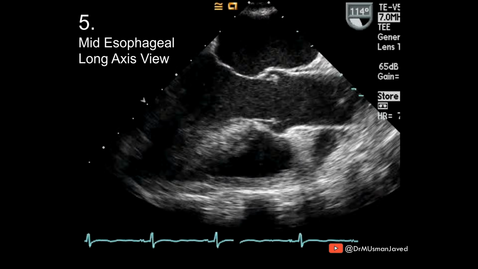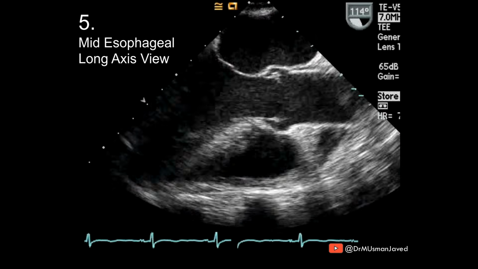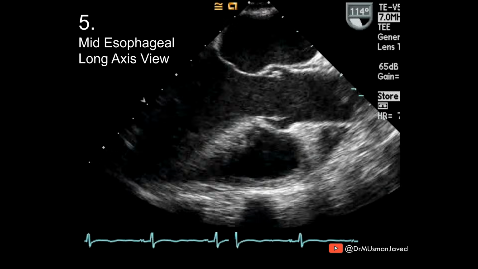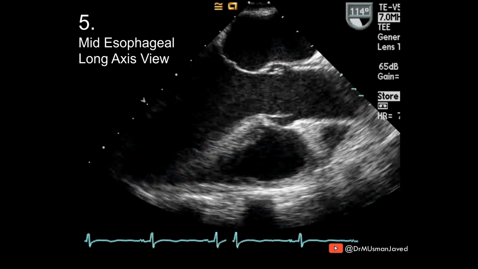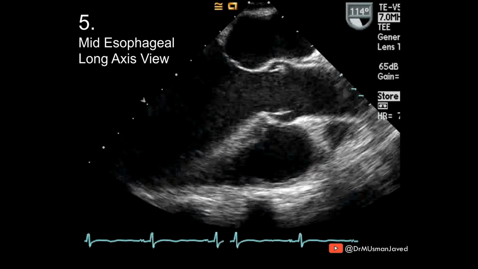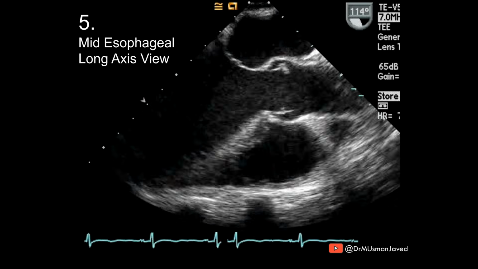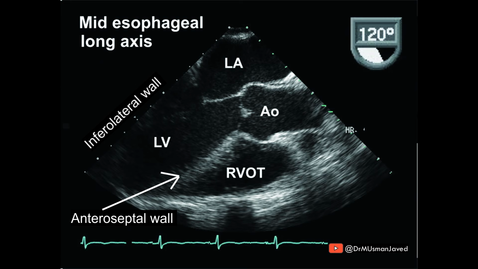The omniplane angle is further rotated from the mid-esophageal 2-chamber view to between 120 and 160 degrees. Again, both the left atrium and left ventricle are visible. The mitral valve resides on the left side of the screen, and the long axis of the aortic valve can be visualized on the right side of the screen at the distal end of the LVOT as it opens to the proximal ascending aorta. The anteroseptal wall separates the left ventricle from the right ventricle outflow tract. The inferolateral wall of the left ventricle is visible on the left side of the screen.